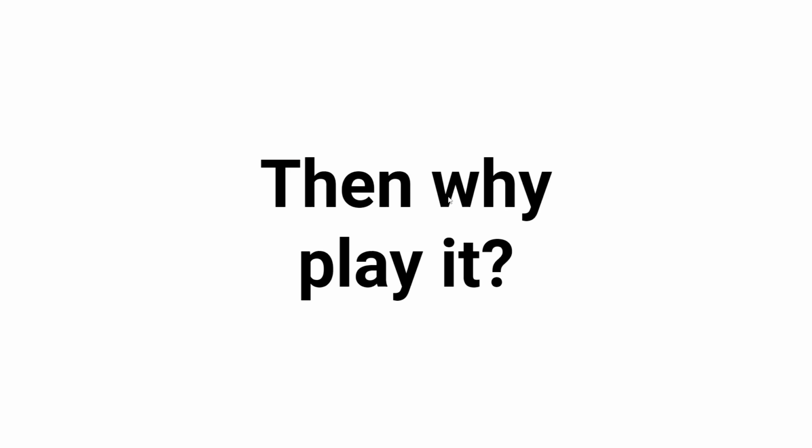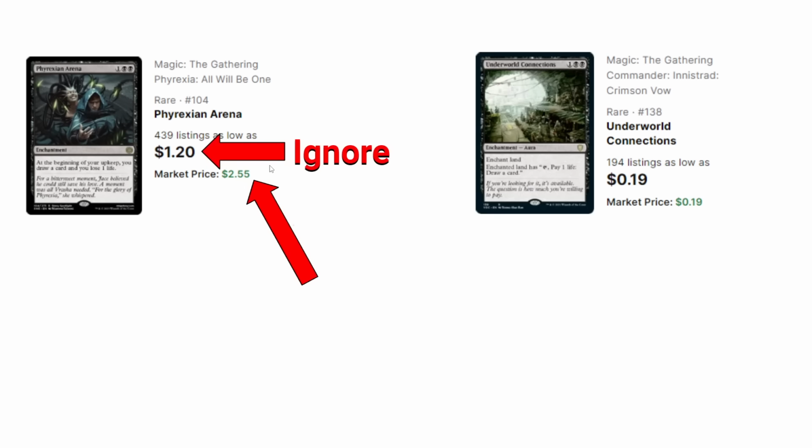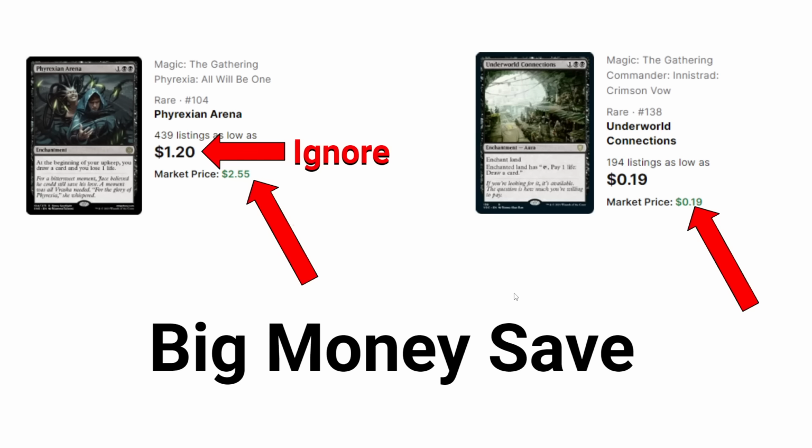Because this card is $2.55. Don't ignore that number. That's like the lowest listing, and it always costs like $5 for shipping in the lowest listing. Listen, it's got $2.55. We got Underworld Connections, only 19 cents. That's an amazing deal. It's a big money save, and it's better for the budget version of the deck.